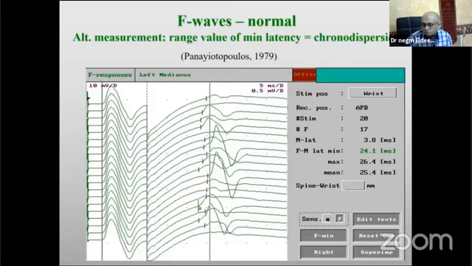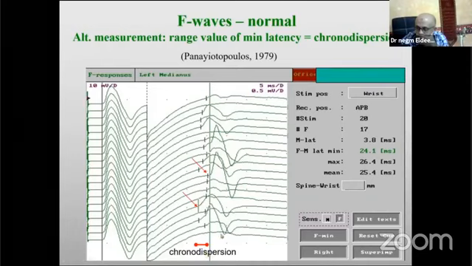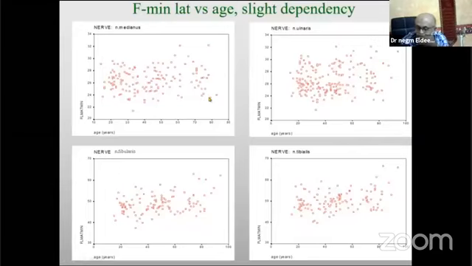Another technique that has been used is called chronodispersion, and that is the range of minimum latencies. Here's the shortest minimum latency, here's the longest minimum latency, and the difference between the two is called chronodispersion. The other parameter that we measure in F-wave is number of responses, for example, per 20 recordings. That is called persistence.